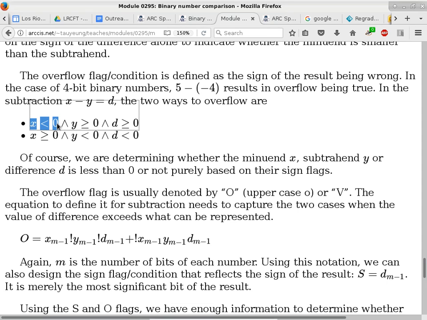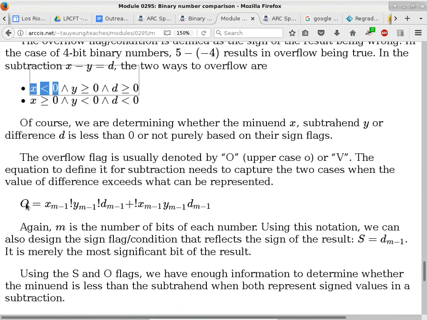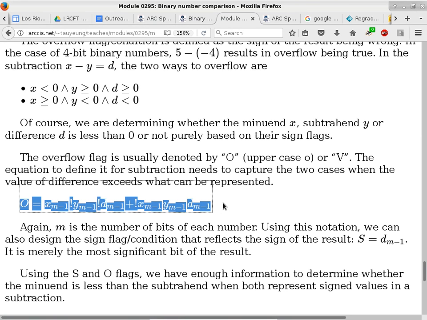So that the overflow flag can basically affirm that we have an overflow situation. Is that okay? The second one is the second conjunction, which handles the case where x is non-negative, y is negative, and the difference is negative. All right? So when we evaluate this logical expression, which we call the O or overflow flag, when this whole thing is 1, then we know the sign flag is lying.